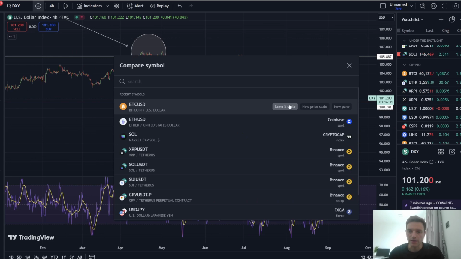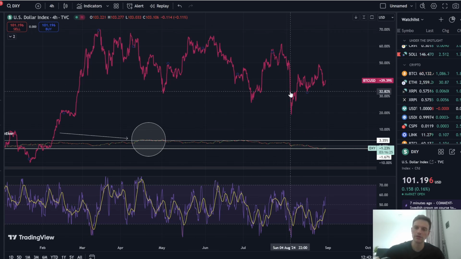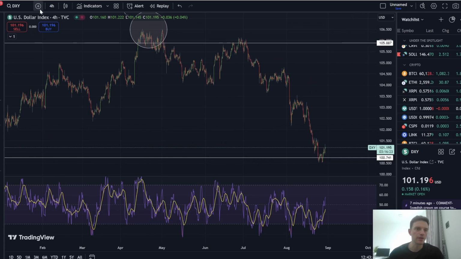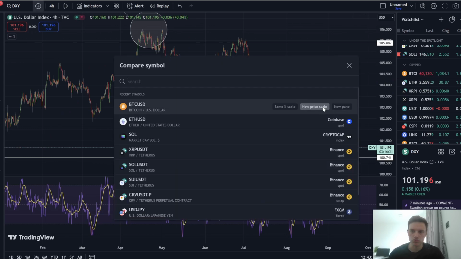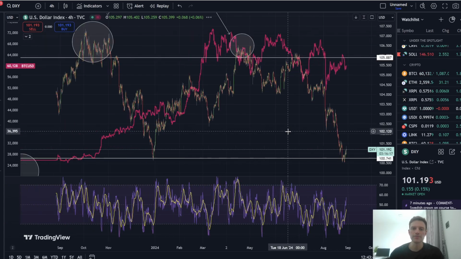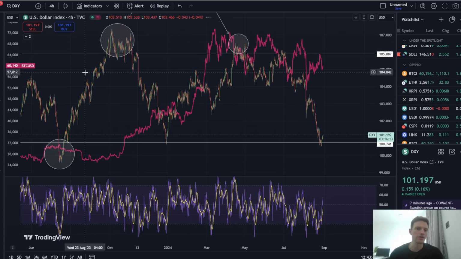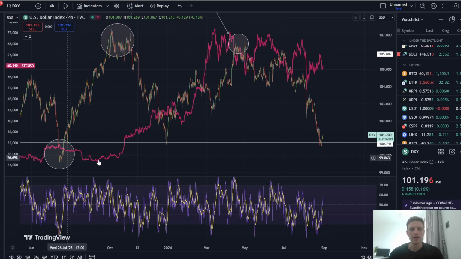if we go on the same percentage scale with Bitcoin, maybe we need to go on a different price scale. Let's get rid of that. Let's just add Bitcoin as a new price scale. There you go. Look, pretty much you can see as the DXY comes down, Bitcoin goes up. That's not a very good example, is it? But as the DXY goes up, Bitcoin's bottoming out.